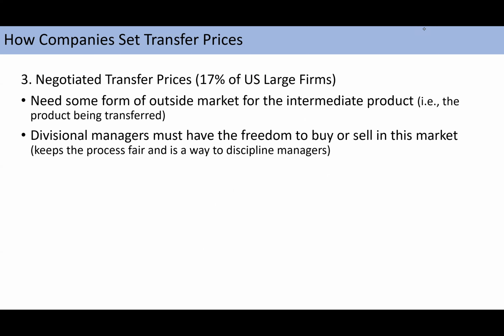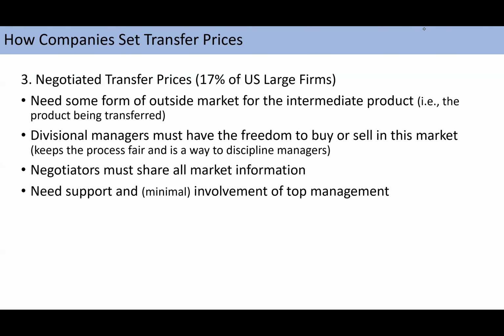And divisional managers must have the freedom to buy or sell in this outside market. This keeps the process fair, and it is a way to discipline managers who are trying to set the transfer price to their own advantage. Also, negotiators must share all market information for the negotiated transfer price to help maximize firm profit. And because of this, you need to have support and minimal involvement from top management.